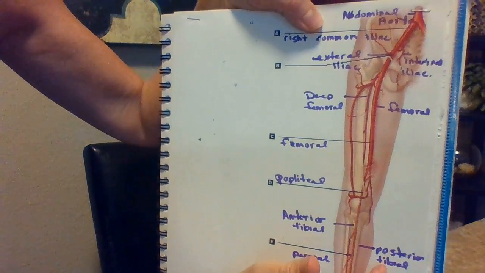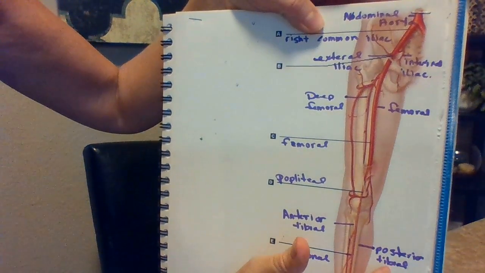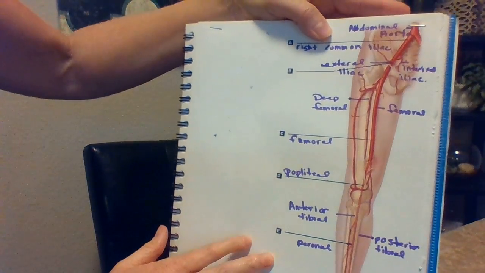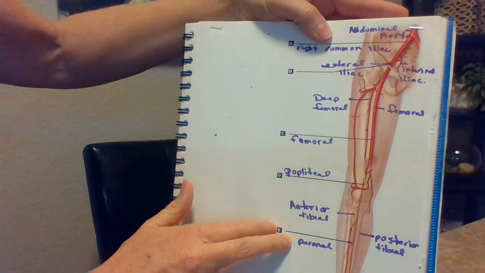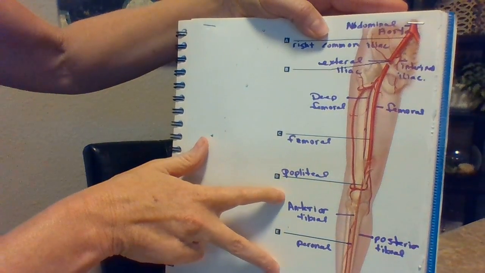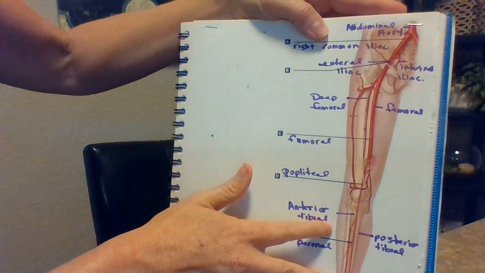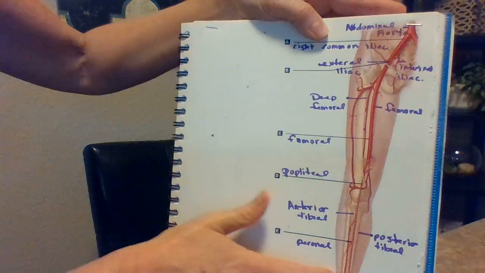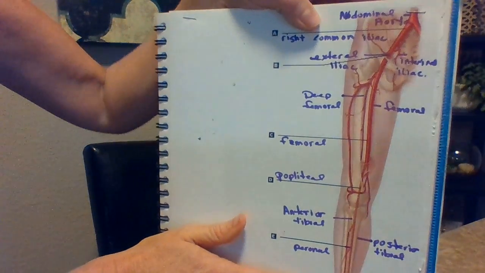And then you have your posterior tibial, and that's going to be in the back of your leg. And then you have your peroneal, kind of right in there. And then, of course, your dorsalis pedis over here, and that's going to be kind of on the inside of your ankle. And then, of course, your digital arteries as well.